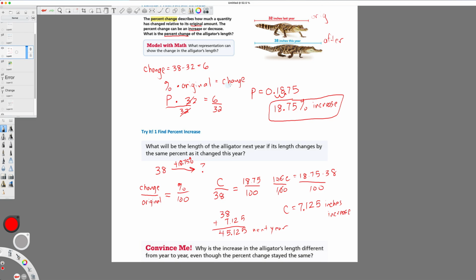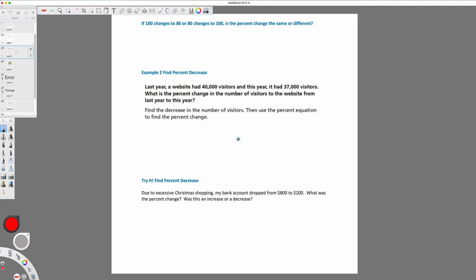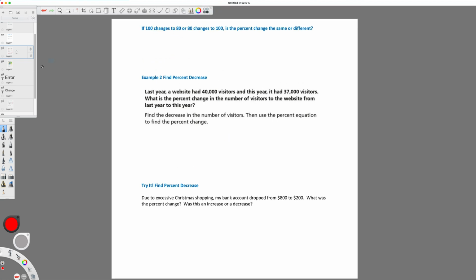I'll probably do the percent equation most of the way through the rest of it here, because that's the method I prefer. So I'm going to move on to the next little situation here. I'll do a little bit of scrolling here. I added this little question here to illustrate a point that some people get confused. If 100 changes to 80 or 80 changes to 100, well, we can see one of them went down, one of them went up, but is the percent change the same or different?